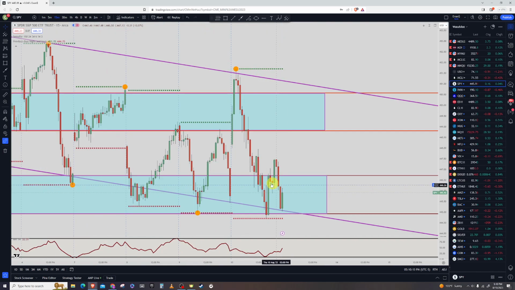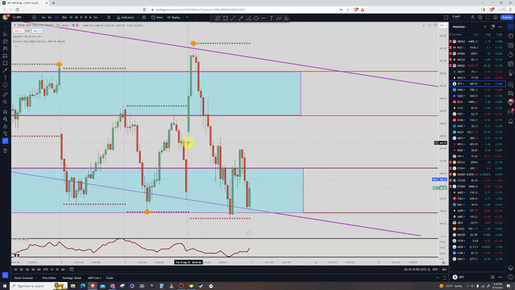So as we can see, today was crazy in the markets. It opened up, gapped up right here, right there. We're using the 15-minute chart right here.